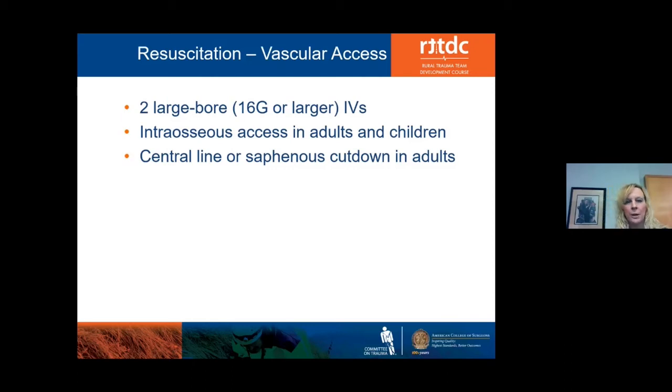But I would say at this point, honestly, the most common type of access, if you can't get large bore peripheral access, is going to be the IO.